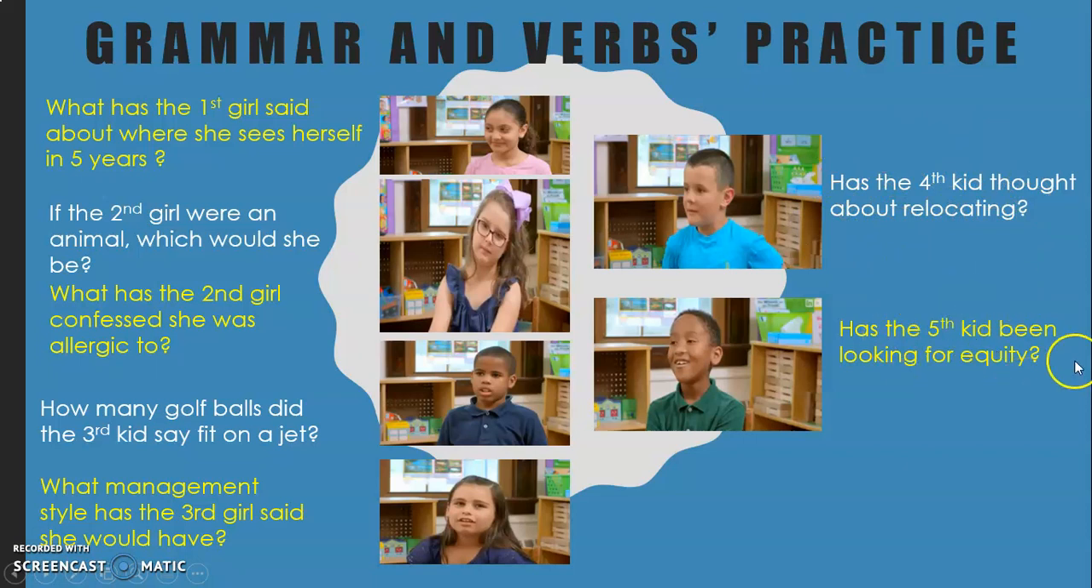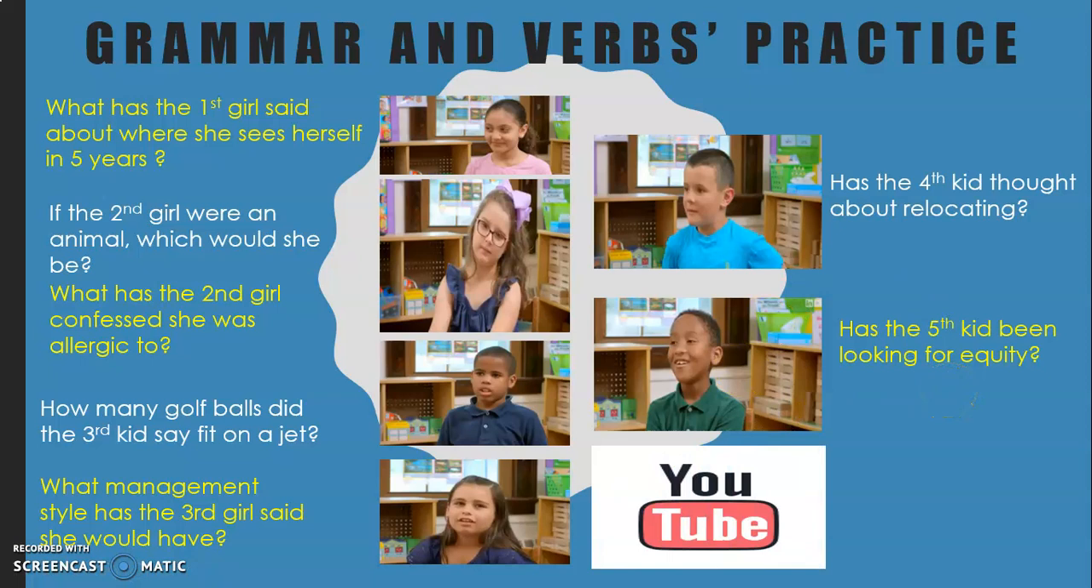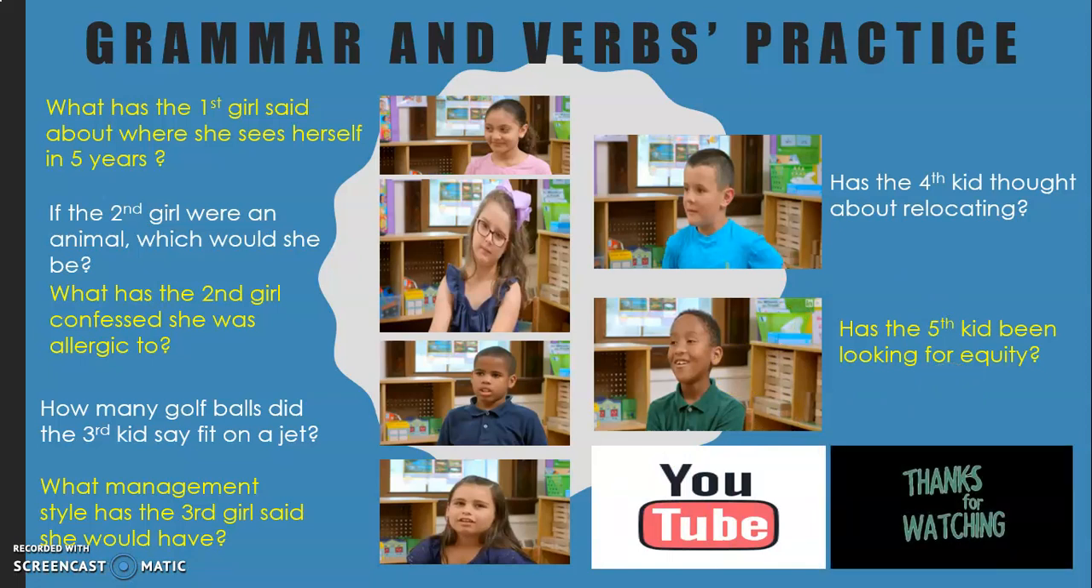Has the fifth kid been looking for equity? This is present perfect continuous, and you have to answer accordingly. That is to say, you pay attention to the interview. You can go backwards. You can double check the contents of the interview. Take notes on the answers, and please, you know the procedure. First, you write down the acronym to your name, list, number, and you have 1, 2, 3, 4, 5, 6, 7. You write down number 1 and you give me the answer.